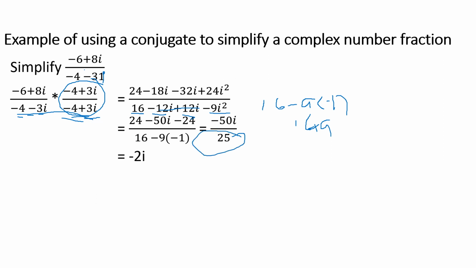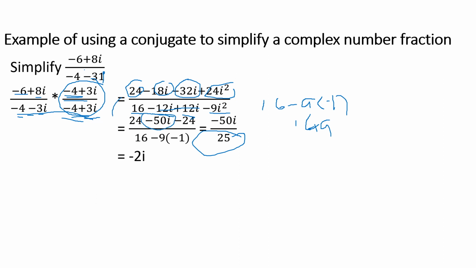I got a real number in my denominator. Now, let's do the numerator. Negative 6 times negative 4 is plus 24. Negative 6 times 3i is minus 18i. And then the inside, 8i times negative 4 is minus 32i. And then I've got 8i times 3i is 24i squared. So I've got minus 18i minus 32i, which is minus 50i. We'll leave that one alone.